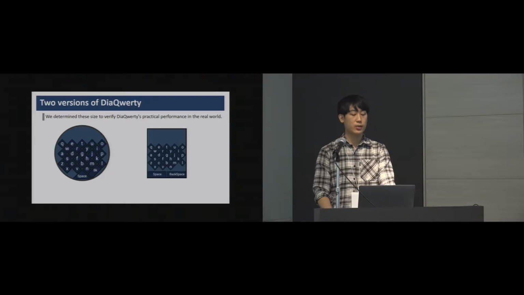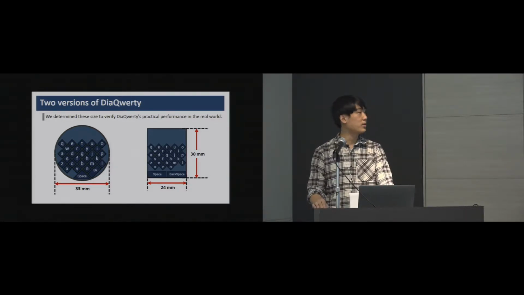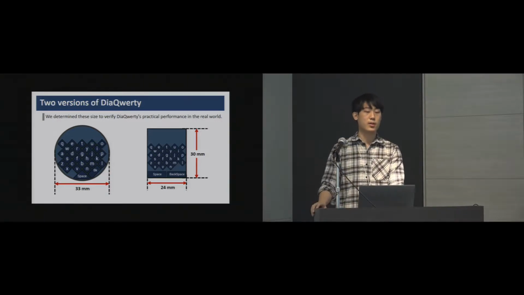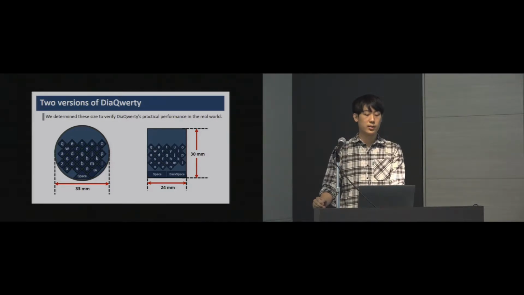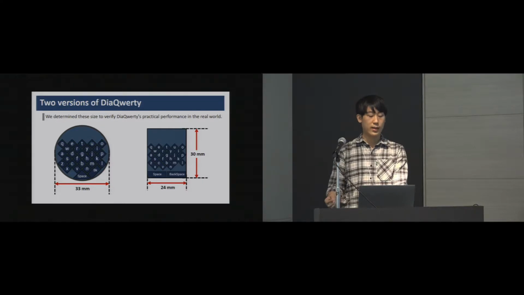And we determined the size of the DiaQwerty to be used in the experiments as follows. These sizes are based on commercial products. 33mm is the most typical size for a round smartwatch, and 24mm by 30mm is the size of the Apple Watch screen. We chose this size to verify DiaQwerty's practical performance in the real world. As a result, we experimented with a relatively large round smartwatch and a relatively small square smartwatch.